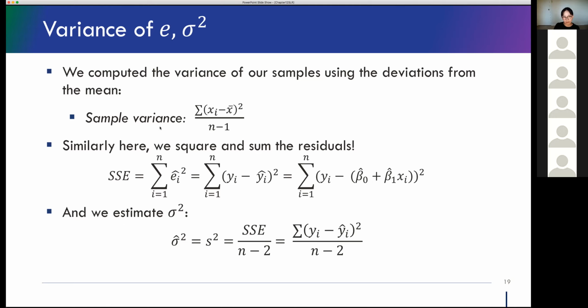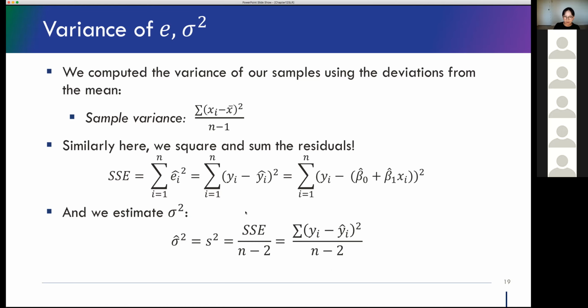When we do the sample variance, we have n-1 because x bar, the mean of the x's, uses up 1 degree of freedom. But in this case, we had two parameters estimated. So to estimate sigma hat squared, which we also call S squared, we use n-2 as our denominator. This is how we estimate sigma squared by S squared.